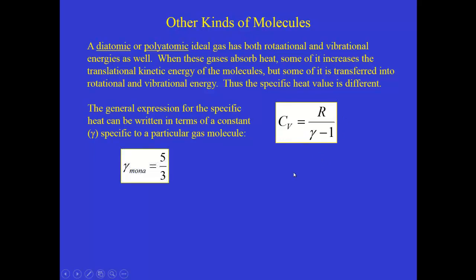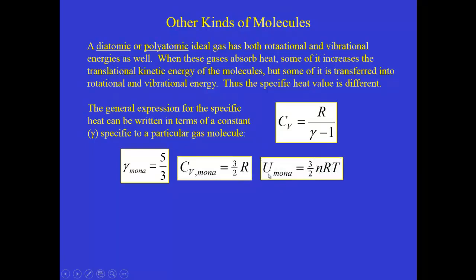Now, what value does gamma have? Well, evidently, since we know for a monatomic ideal gas, C sub V is 3/2 times R, that means that the gamma for a monatomic gas must be 5/3, right? Because 5/3 minus 1 gives 2/3. The reciprocal of 2/3 is 3/2. So that would give the right relationship, right? So we see this familiar result, C sub V for a monatomic gas is 3/2 R.